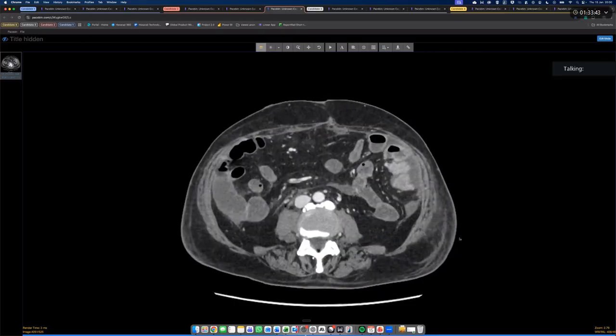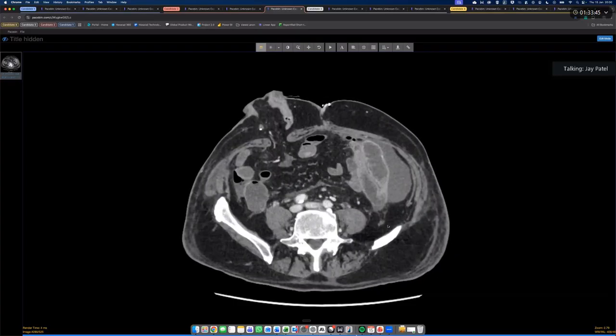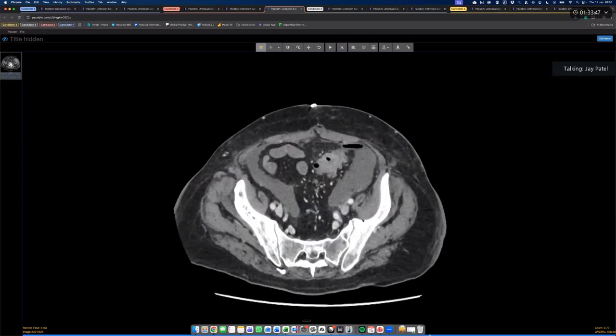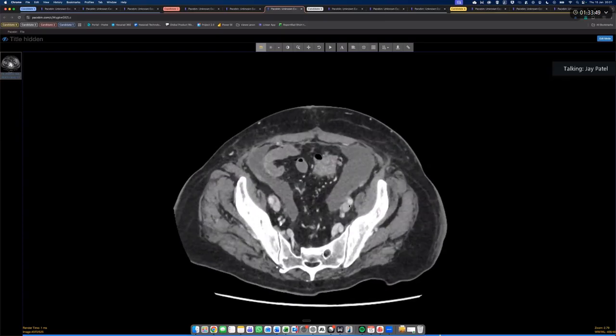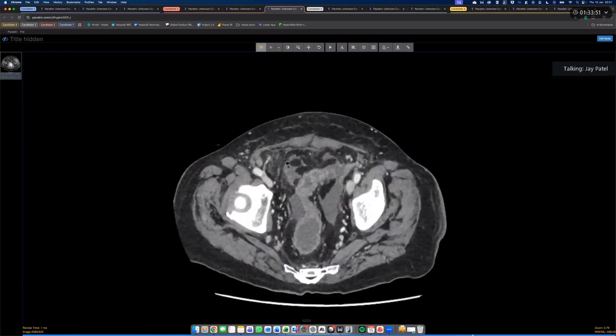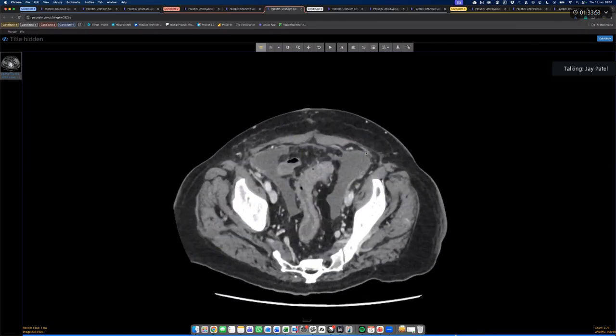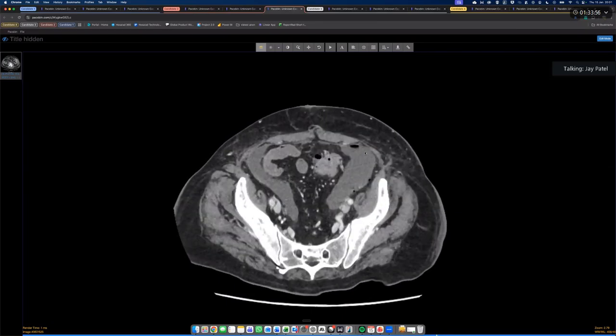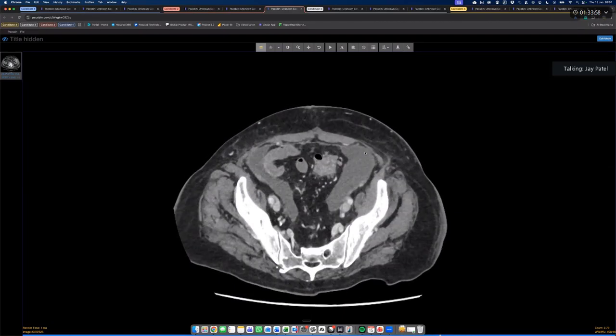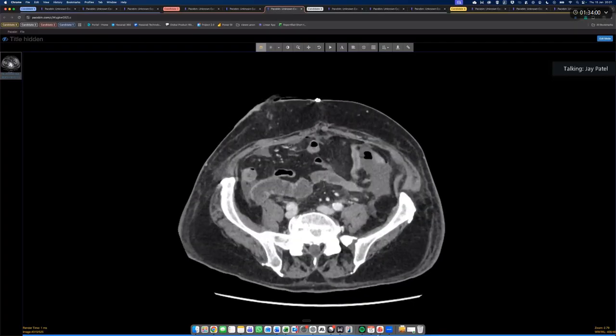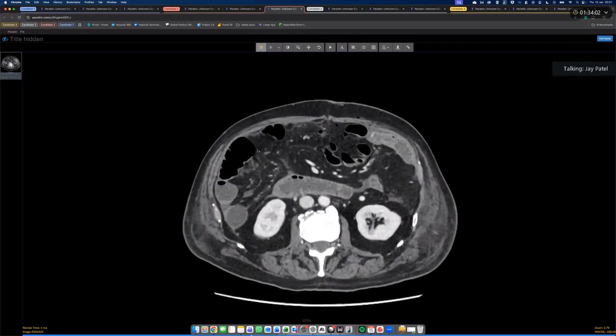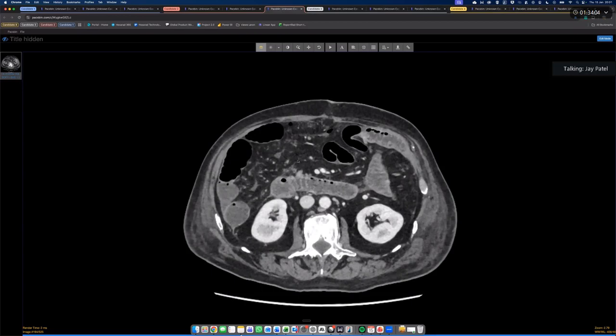But the free intraperitoneal gas is all over the place. By that, I mean it's in all four quadrants, right? There's free gas down here in the bottom left-hand side of the tummy, and there's free gas all the way up near the top in the left upper quadrant of the abdomen.